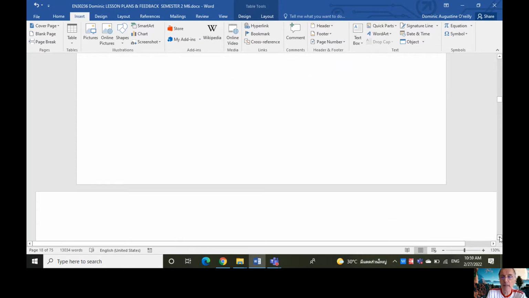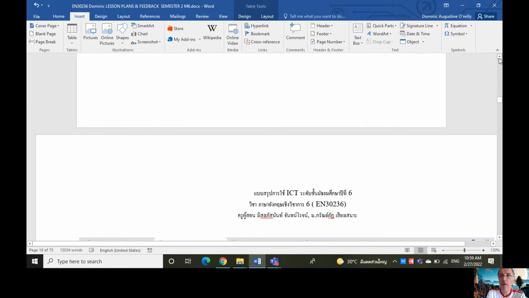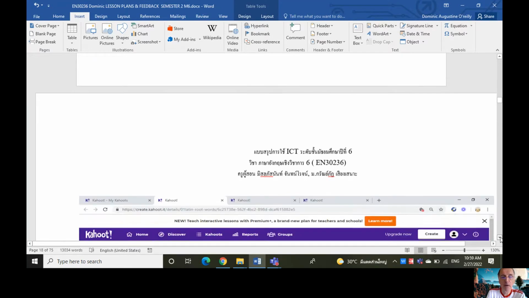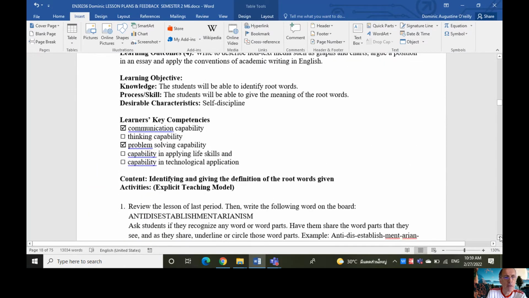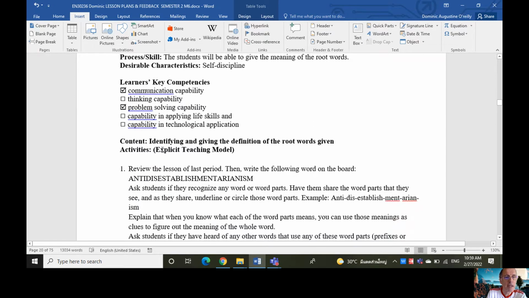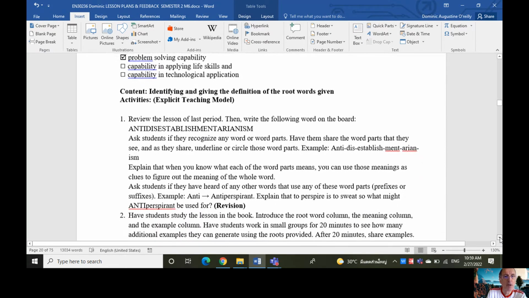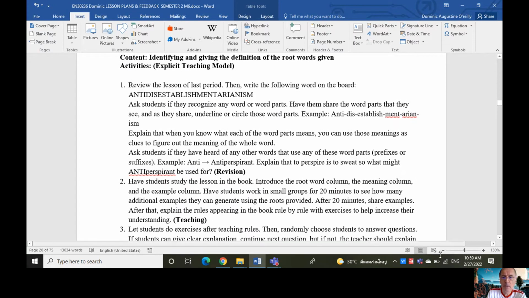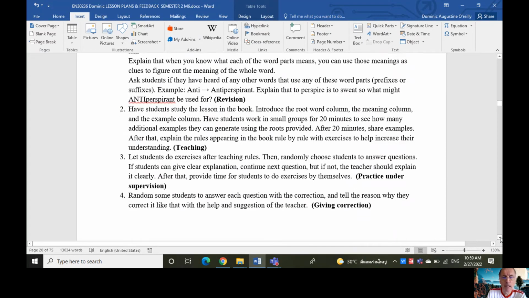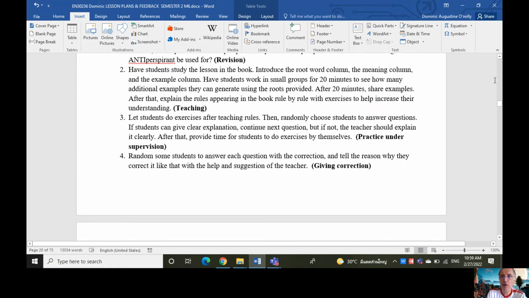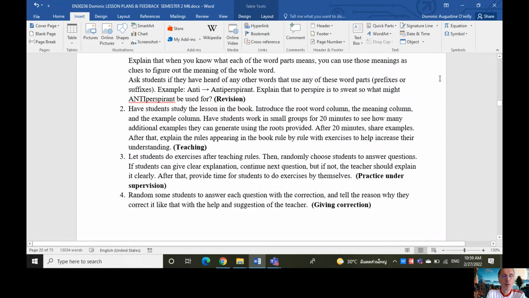So every other lesson will be very similar. So don't forget, in the next lesson, let's just have a look quickly. So this time it's an explicit teaching model. Again, Google that and have a look at what that means. All right. So it includes revision, teaching, what else? Practice under supervision and giving correction. So that's that teaching model. Okay. So I hope this has proved useful.